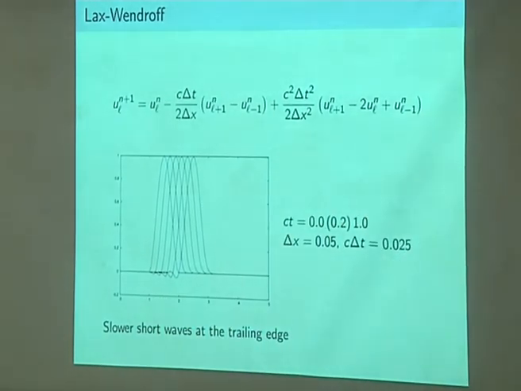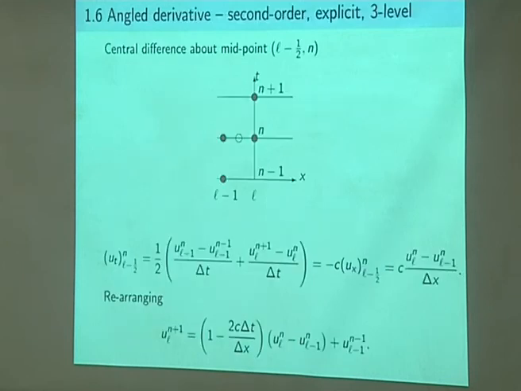So it's really holding amplitude 1 very nicely. And this higher order, this second order method is introducing spurious oscillations because the slow waves travel slower than the main long wave. Short wavelengths travel slower than the fast long wave.